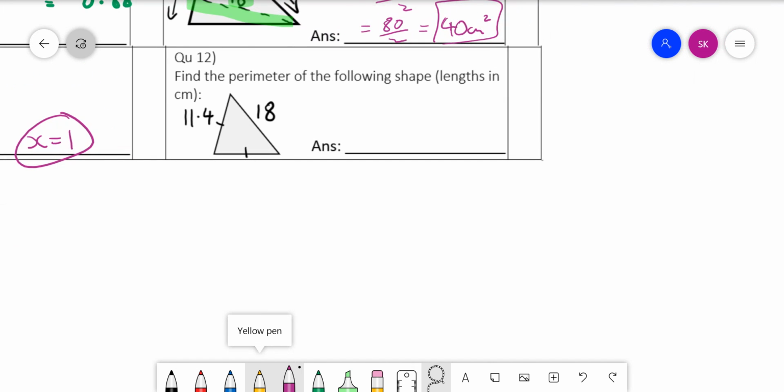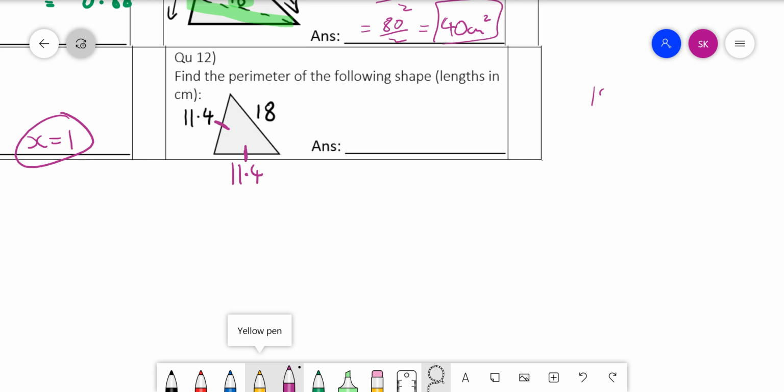Final question on this side of the fluency test on part 1, Wednesday's lesson. Question 12. Find the perimeter of the following shape. Lengths are in centimeters. Perimeter is distance around a 2D shape. So we have to find the distance from here to here to here to here. Maybe notice that we don't have all the side lengths, but we do know that this one and this one are the same. So that is 11.4.